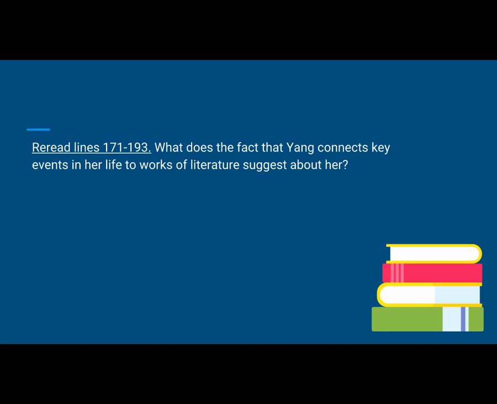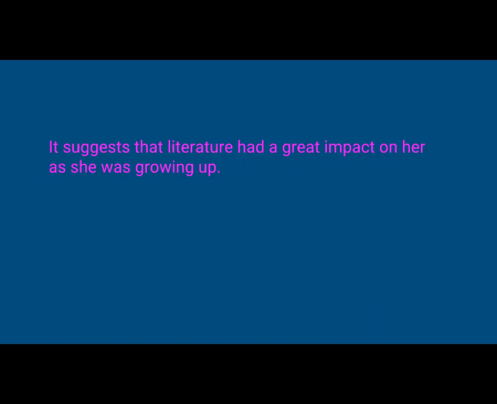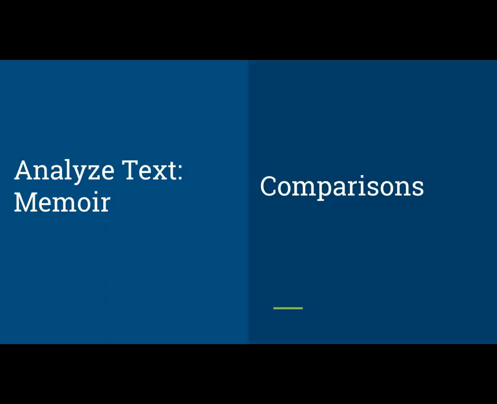Reread lines 171 through 193. What does the fact that Yang connects key events in her life to works of literature suggest about her? Pause while you think. It suggests that literature had a great impact on her as she was growing up. In this part of the memoir, Yang compares Shakespeare's classic love story to her own experiences and observations.